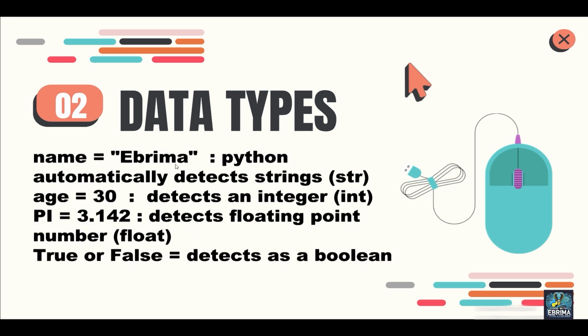So for instance, I input my name inside of quotes. Okay, you can see Ibrahima here. I input it inside of quotes, so what Python detects is a string. Let's say age. This is 30, so I input a whole number here, so it detects an integer. I input a decimal number, and it detects a floating point. And also true or false, it detects it as a boolean.